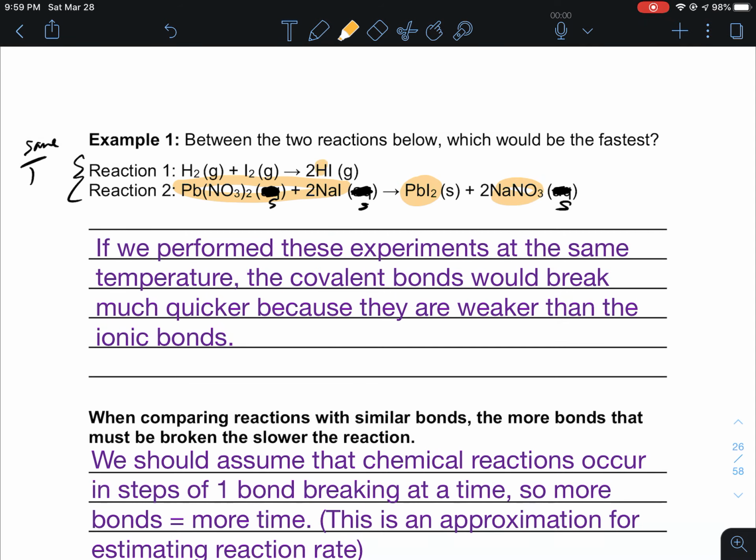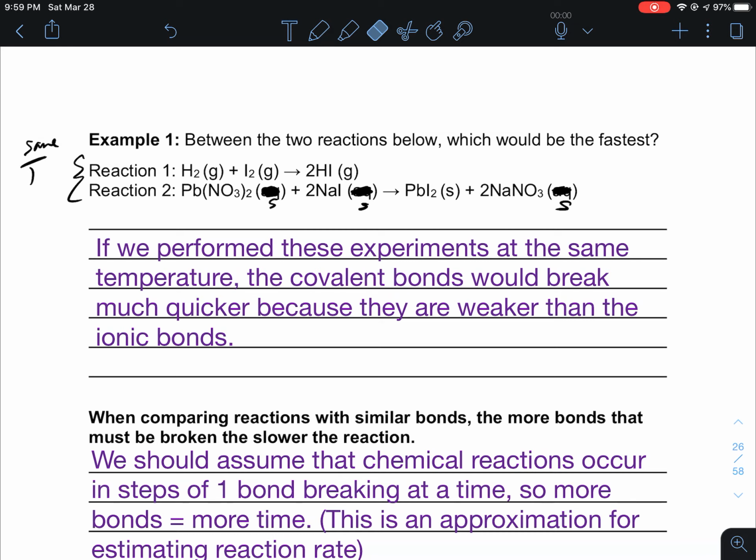Comparatively, if I wanted to make hydrogen iodide from hydrogen gas and iodine, I probably only have to put in like 200 degrees Celsius to cause that chemical reaction to start happening. Maybe like a match. Probably with a match, I could do this hydrogen iodine reaction. And it would happen almost instantaneously. It'd be very, very quick.